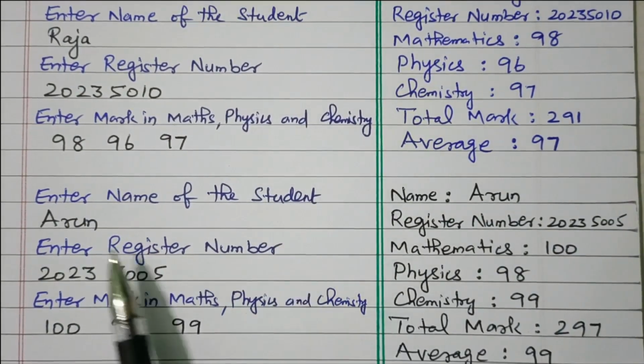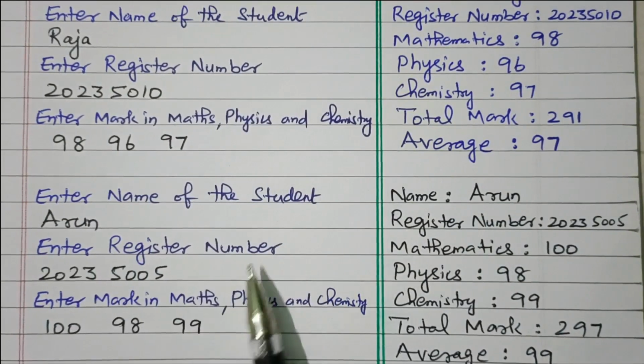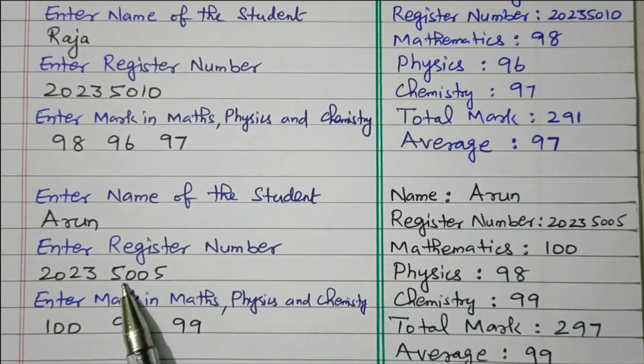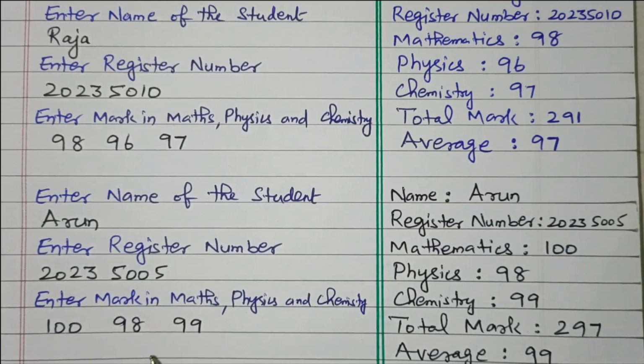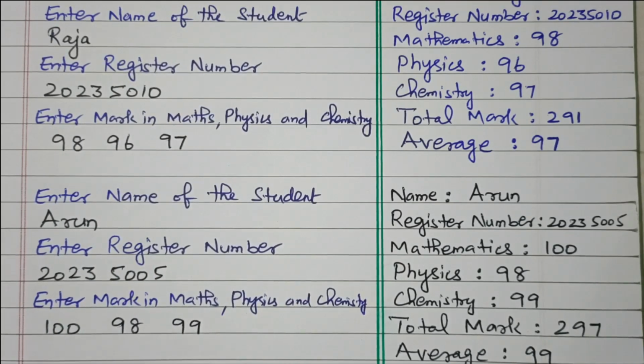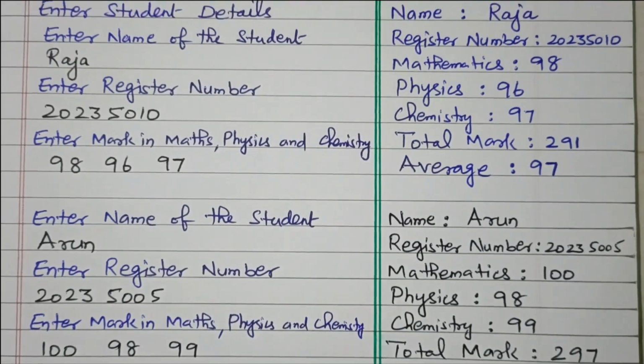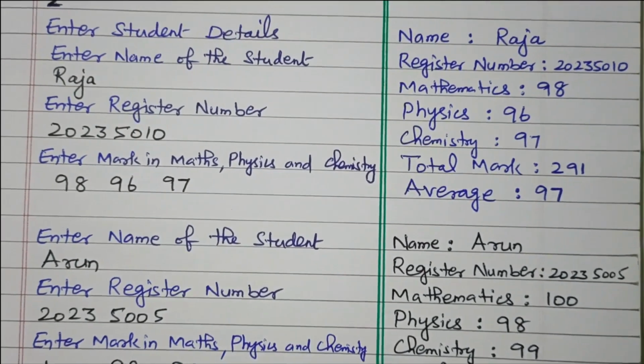Enter name of the student: Arun. Enter register number 20235005. Enter marks in maths, physics and chemistry: 100, 98, 99. Now we got the first student's details as well as the second student's details. In that same for loop itself, the total and average are calculated.